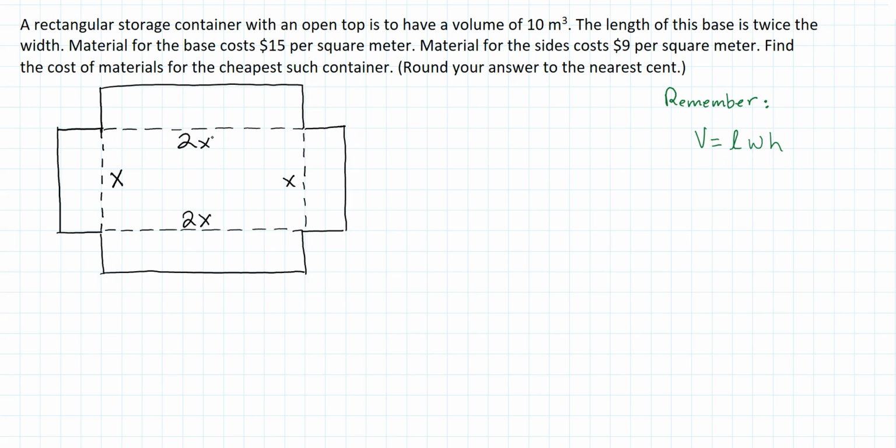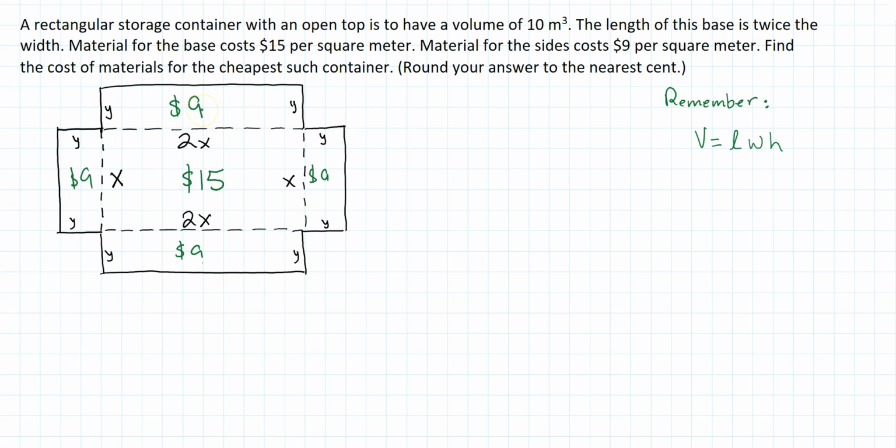I need something for the height too. The height is when I fold up these flaps, I've got a height here that I'm going to call y, and every one of these is y, because when we fold them up we want them to meet at the top so that we have an even top to our open box. Okay, what else are they telling us? They're telling us that the material for the base costs $15 per square meter, and then for each of the sides we've got $9 per square meter.